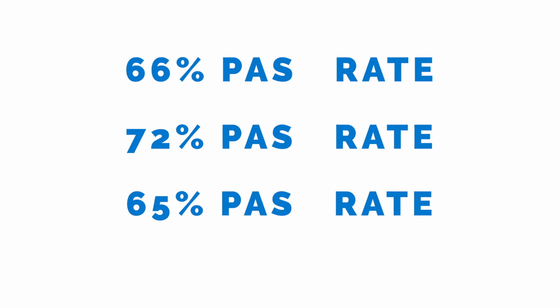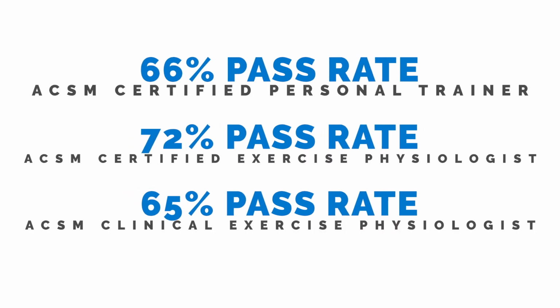Let's also take a look at the 2020 statistics in regards to the exam. With these statistics, we can see that there is a 66% pass rate for the ACSM certified personal trainer, 72% pass rate for the ACSM certified exercise physiologist, and 65% pass rate for the ACSM certified clinical exercise physiologist. So as you can see, this is drifting around the high 60s to low 70s in terms of pass rate. So definitely take a look at some of the practice exams, really use those to practice and study. This will help you out greatly for the final exam.